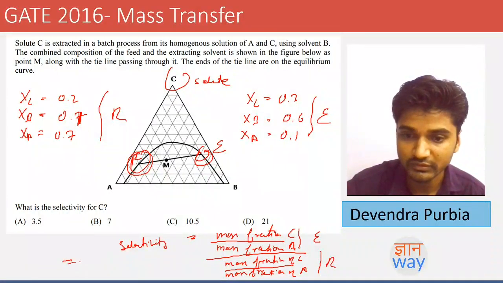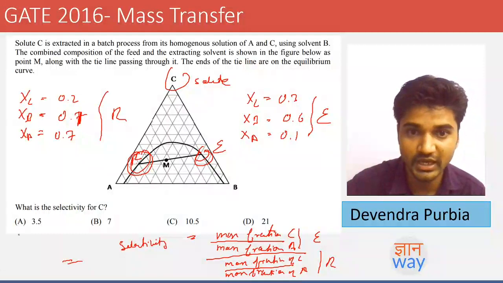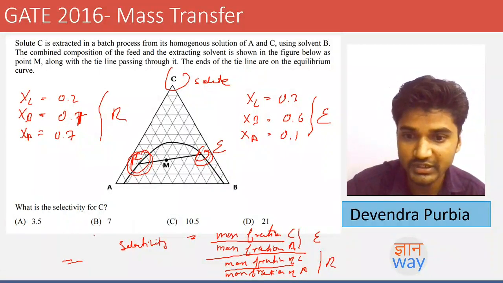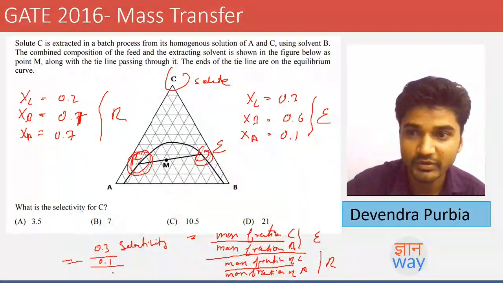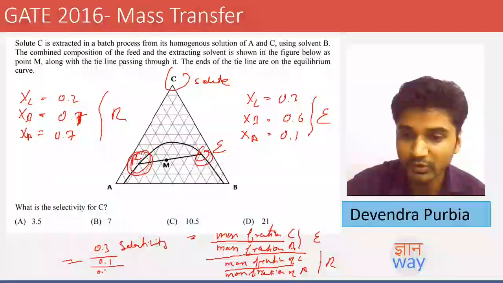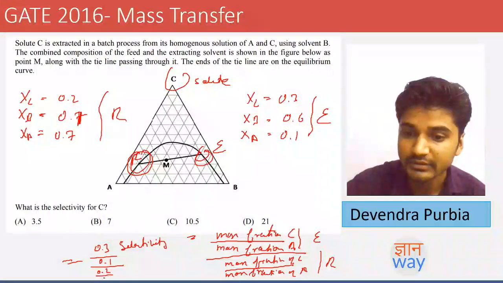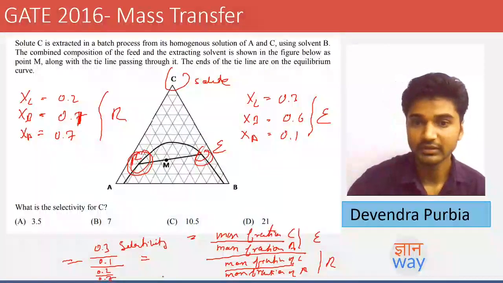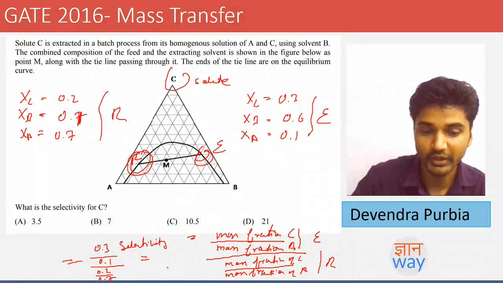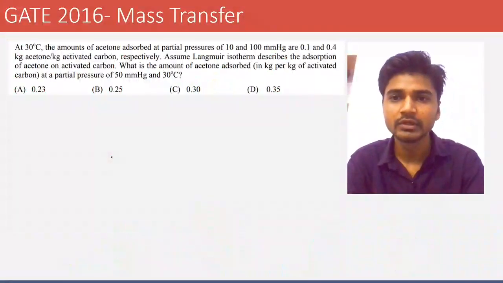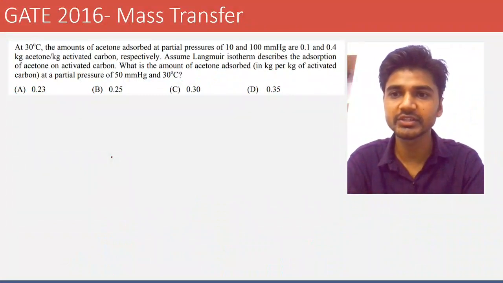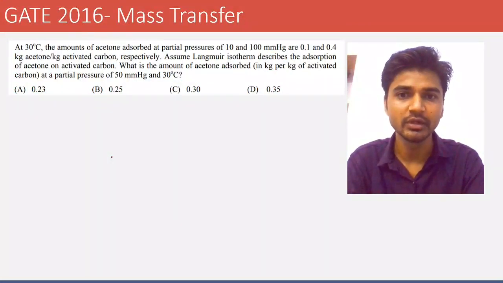So from this we know the mass fraction of C and mass fraction of A. So mass fraction of C in the extract phase is 0.3 divided by mass fraction of A, which is 0.1. Here the mass fraction of C is 0.2 upon 0.7. So if we calculate this, it is 10.5.